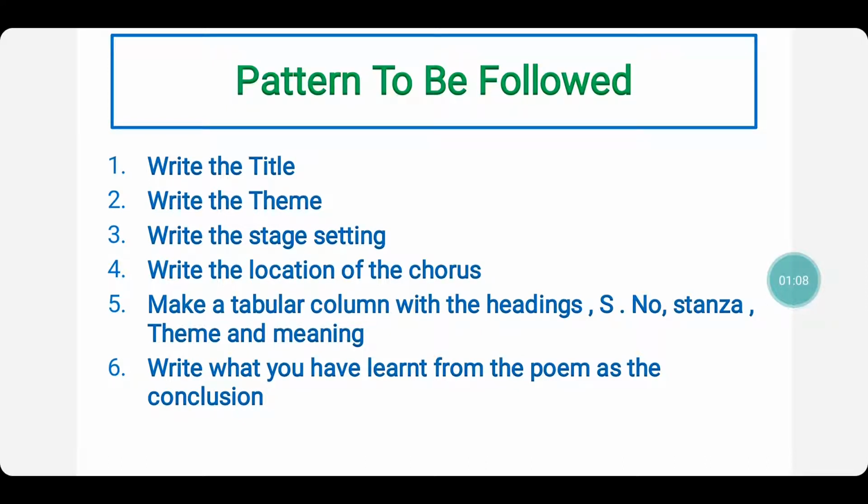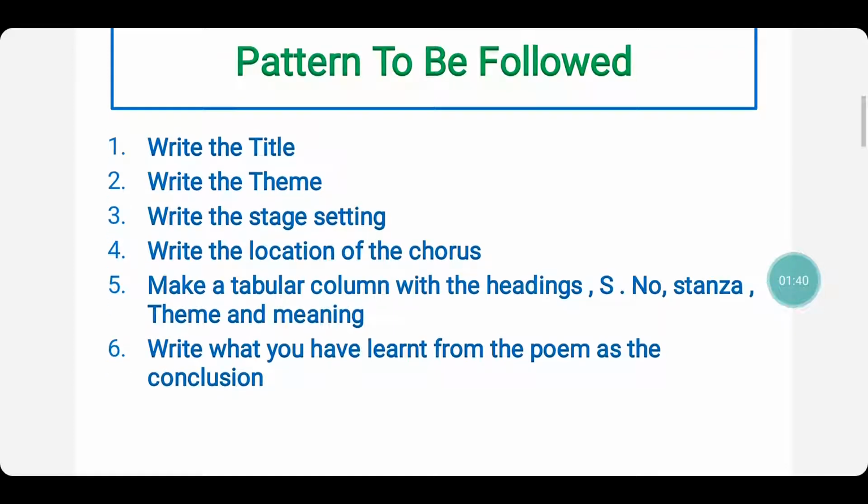Then make a tabular column with the heading, serial number, stanza, theme and meaning. And in this choreography, I have included one more column, that is the action column. So what are the actions we are going to do for that respective stanza? I have written in that particular row in that column. Then in the conclusion part, write what you have learned from the entire poem.